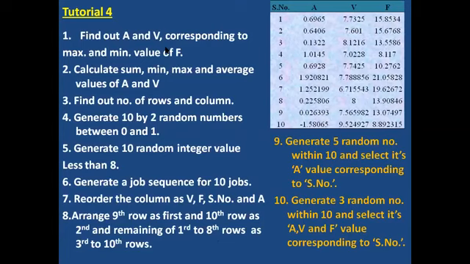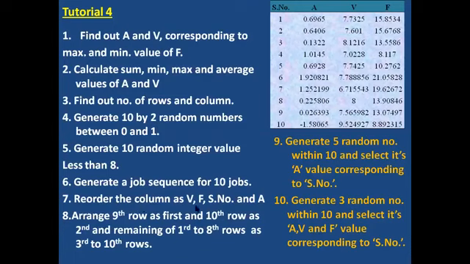In the second exercise, I want to get the sum of A, the minimum of A, the maximum of A, and then the average of A and B. Both A and B, I want to have these values. The third one is to find out the number of rows and columns of the given data. The fourth one is to generate 10 by 2 random numbers between 0 and 1. Next is to generate 10 random integer values less than 8. And the sixth one is to generate a job sequence for 10 jobs.